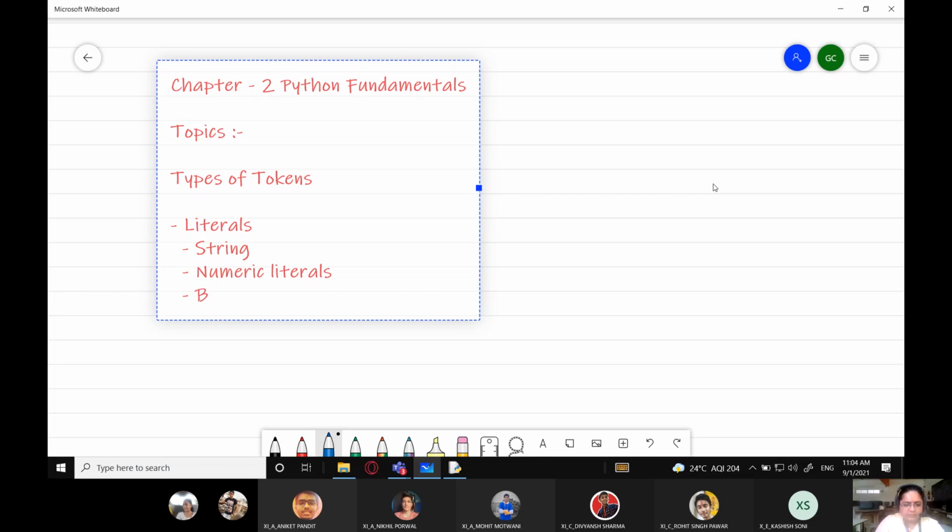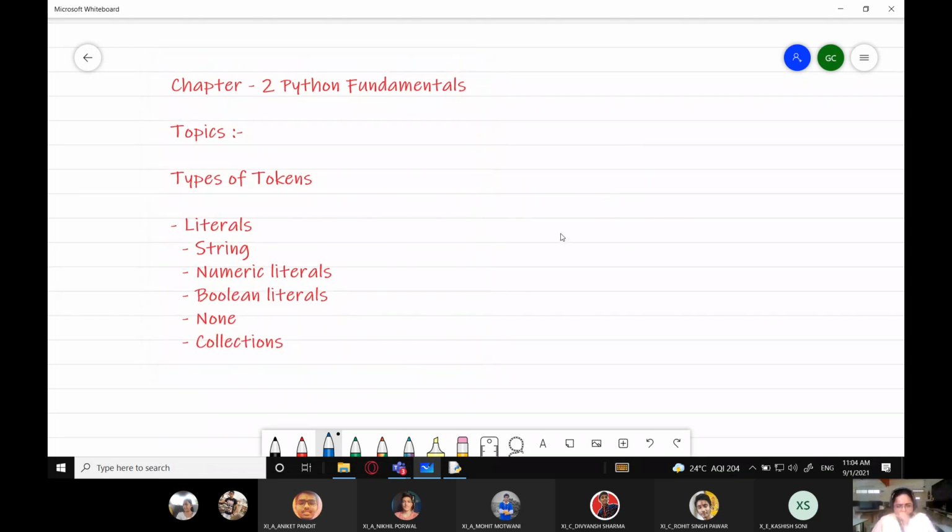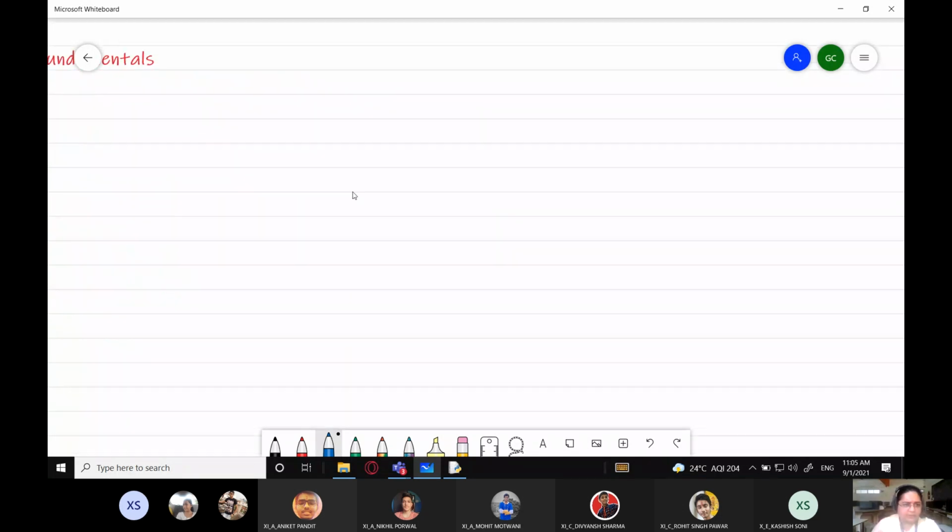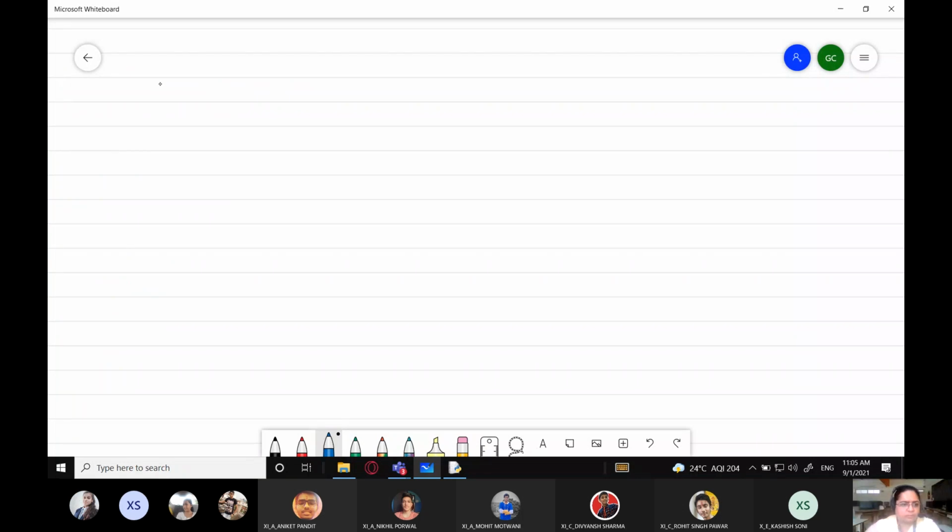Then we have to see what Boolean literals are, and we are also going to see the special literal None, and last of all, collections. Okay. So today our topic of discussion will be these. String we had completed yesterday, so we will start with numeric literals, which is going to be a lengthy topic for today, right? So we are going to see numeric literals.